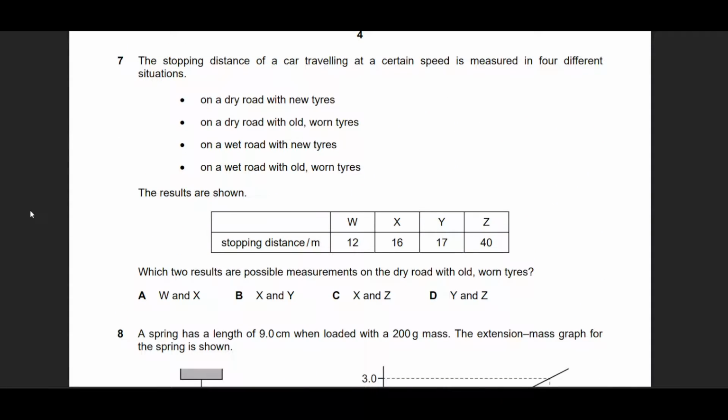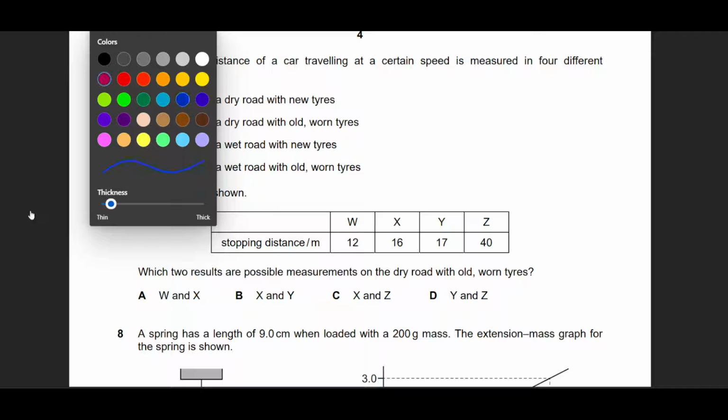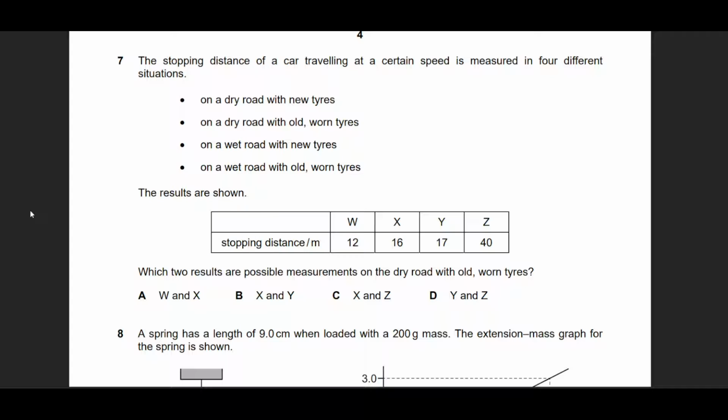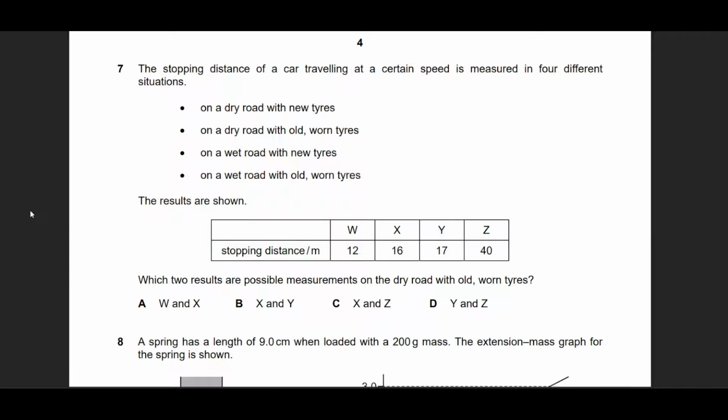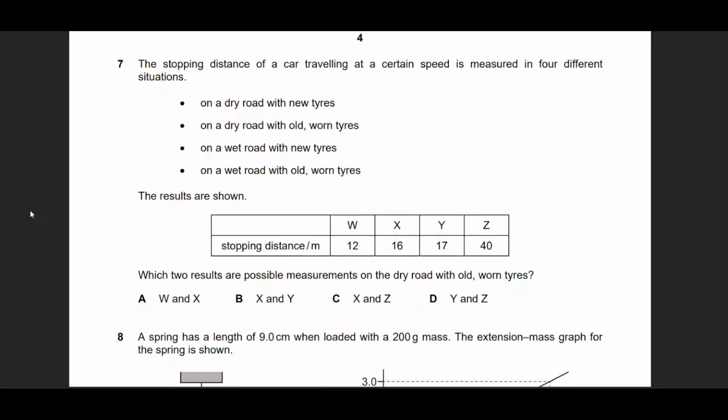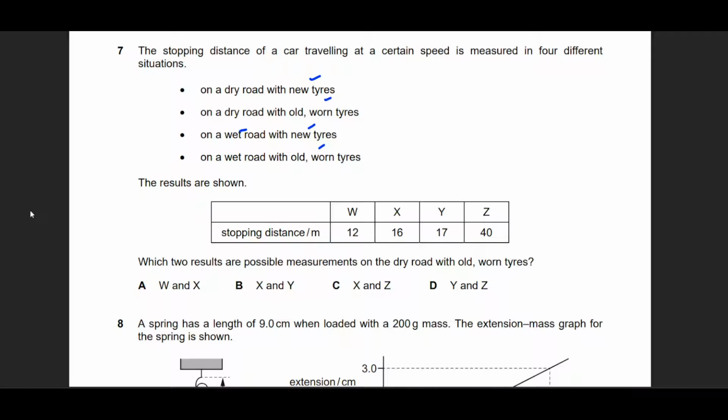Question number 7. You'll have to guess some of these things. It says the stopping distance measured in certain conditions. Okay, fine: dry road with new tires, old tires, wet road with new tires and old tires. He asks which two results possibly were measured on the dry road with old worn out tires. First of all, we are using the same condition for both of the tests, so the results should be very close to each other. This is the first observation, right?